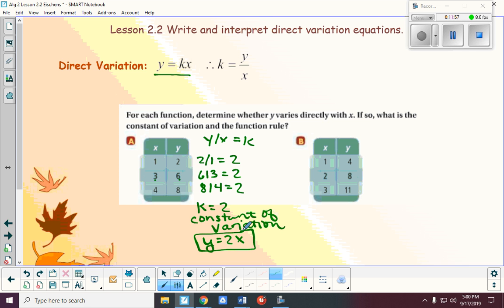So in the next problem, it says determine whether y varies directly with x. So we have to look at y over x in each situation. So this would be 4 over 1, which is 4, 8 over 2, which is 4, and 11 over 3, and that's not equal to 4. So because the constant of variation isn't the same throughout, this is not direct variation.